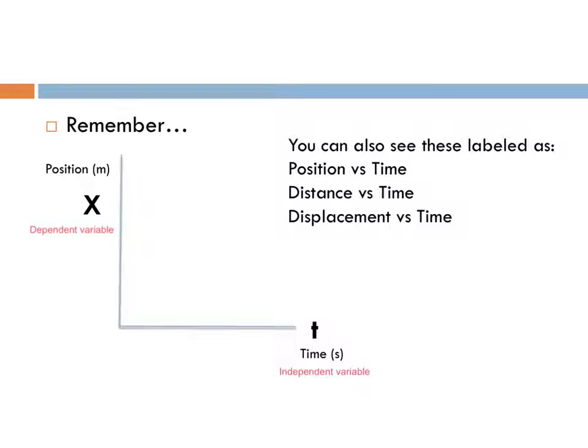Just like last year, motion can be represented by graphs, like something you saw when we did the constant velocity lab. On the x-axis, we're going to have time, and remember that it is the independent variable. Time will go on whether you want it to or not. On the y-axis, we have the dependent variable. In this case, it is position. Different ways that you can see these graphs labeled are position versus time, distance versus time, or displacement versus time. All these three things mean the exact same thing.